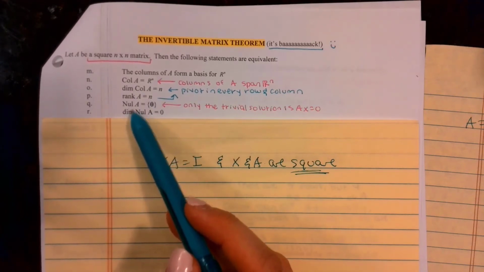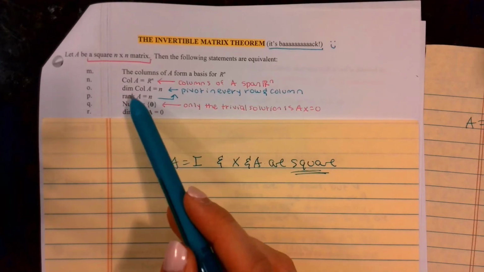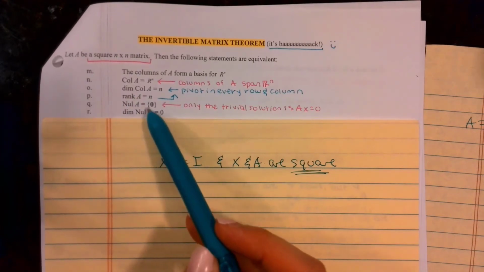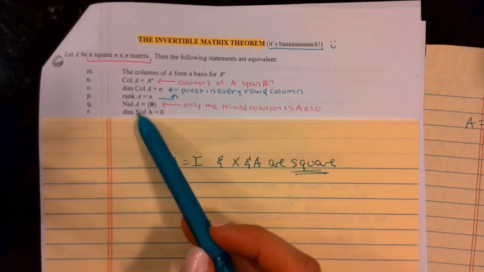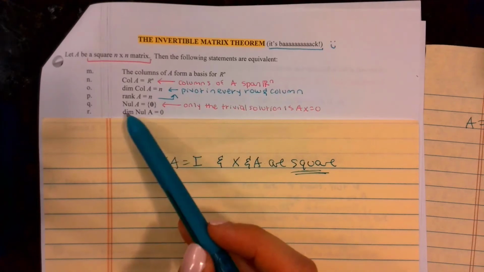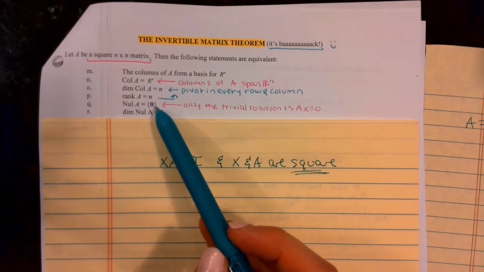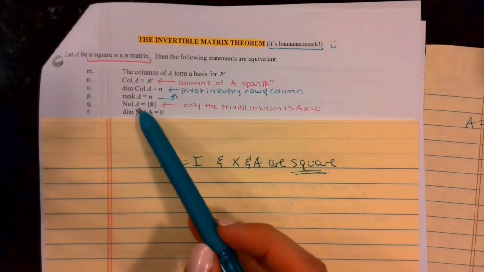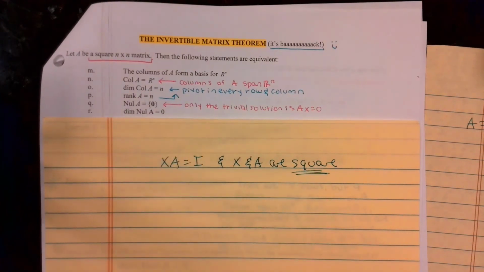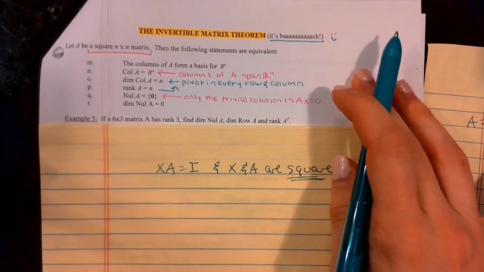And the dimension here, because the rank plus the dimension of the null space is supposed to be equal to n, this makes sense. The dimension of the null space should be 0, indicating that the only solution to AX equals 0 is the 0 vector. The null space is only the 0 vector. So let's test a couple of these theorems.